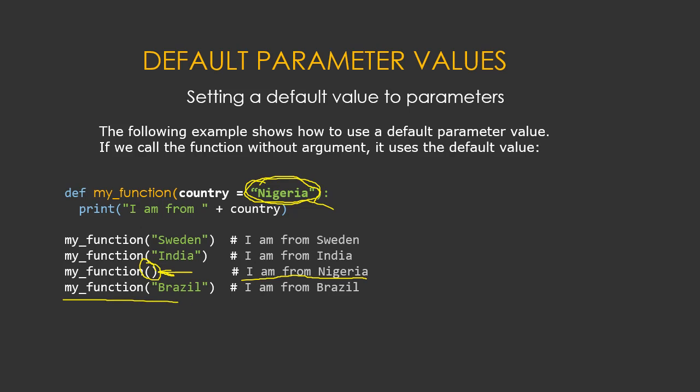Then lastly, right over here, we call the function again and entered Brazil as a country. Then it will print out I am from Brazil. So once you specify a value as an argument to your function when calling the function, it will print out that value when running. But once you didn't specify a value, it will use a default value that you have created earlier. What if there's no default value? It will just give you an error message. Because there's a default value, it will just use the default value and never give you an error message.